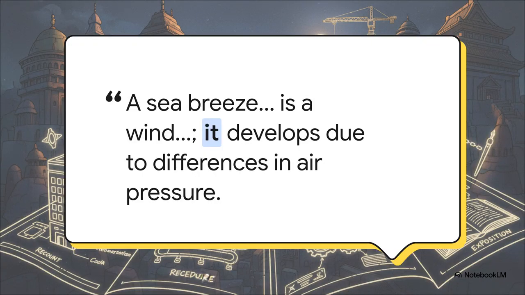Okay, let's look at this example. A sea breeze is any wind that blows from a large body of water toward or onto a landmass. It develops due to differences in air pressure. See how that works? The first part introduces a new piece of info, the landmass. The next part of the sentence picks up that now familiar idea, starting with it, before introducing its new info, differences in air pressure. Old info connects to new info. It's like passing a baton, creating a seamless chain for the reader to follow.